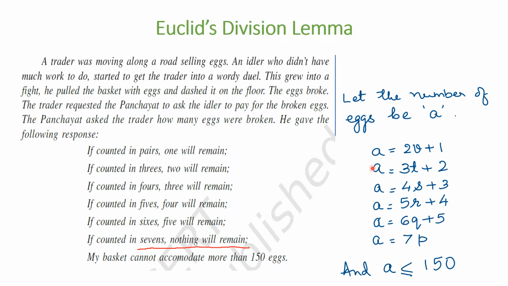So this is how we are able to write the equations, and I want to find out what my A is equal to. Also given to us is that the basket cannot accommodate more than 150 eggs, meaning A is less than or equal to 150. So I take A is equal to 7p as the starting point.